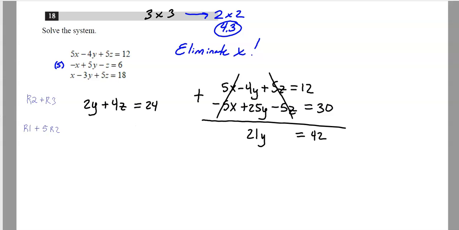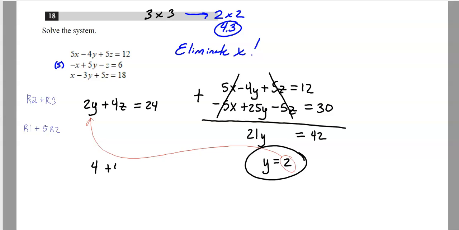We're just going to be able to get our y answer right away. So we divide both sides by 21. This is lovely when this happens. I now have y equals 2. At this point I could plug that 2 in right there and figure out what z is. So I get 2 times 2 is 4, plus 4z is 24. Subtract 4 from both sides, divide both sides by 4, and awesome, I got z equals 5.